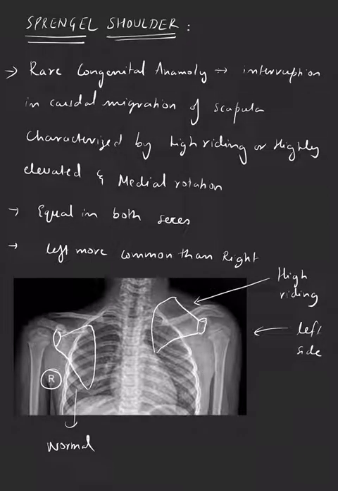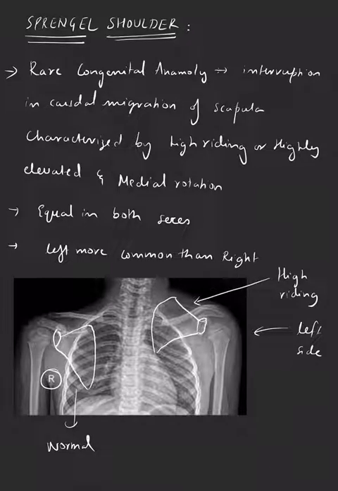To keep it very short, normally this scapula has to come from a higher point to a lower point, and any interruption in this journey will lead to the scapula being placed at a higher level than the normal level. So this high riding scapula, which is medially rotated, along with the presence of another bone called the omovertebral bone, will give me the clue and tell me that this condition is a Sprengel shoulder. I'll be talking about the omovertebral bone in the later part of this video.